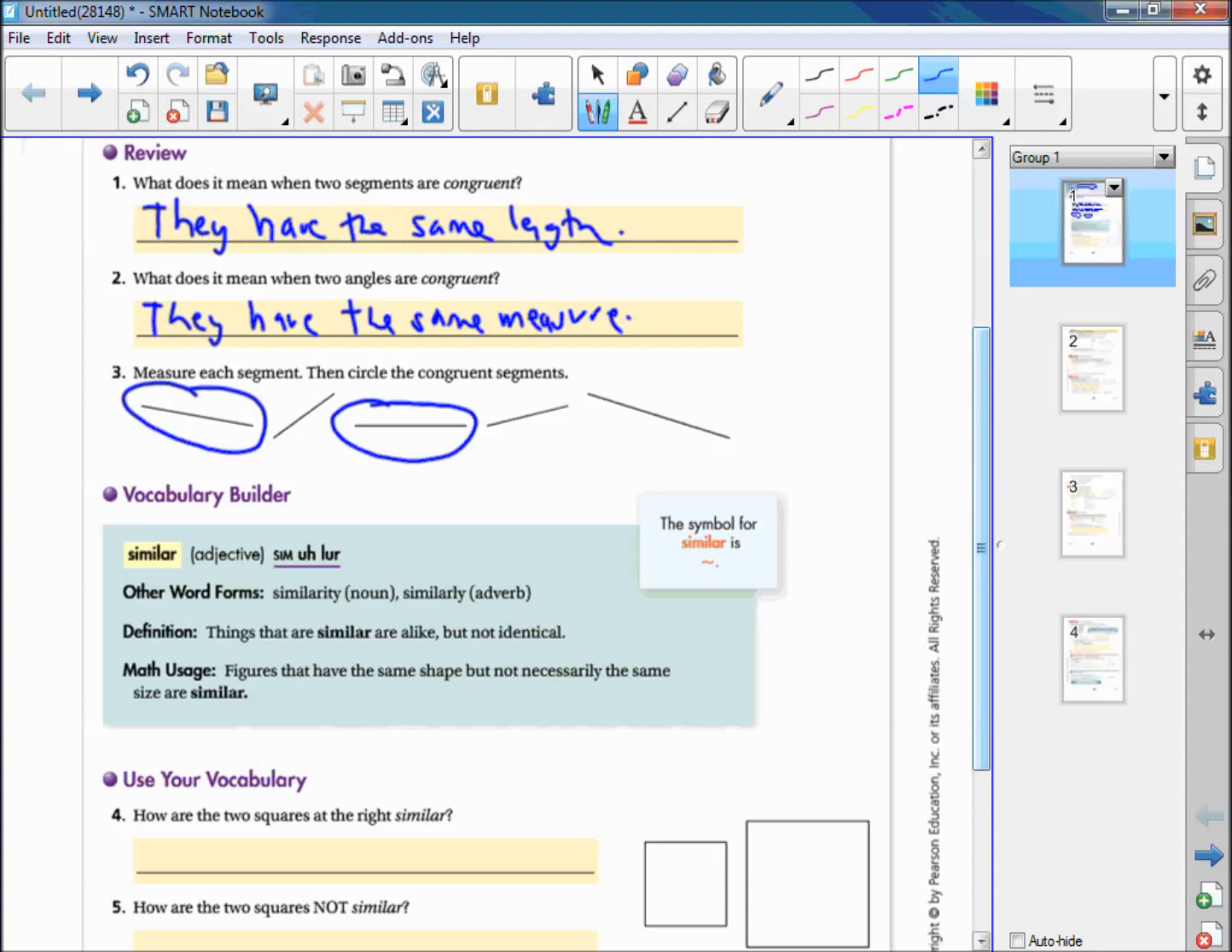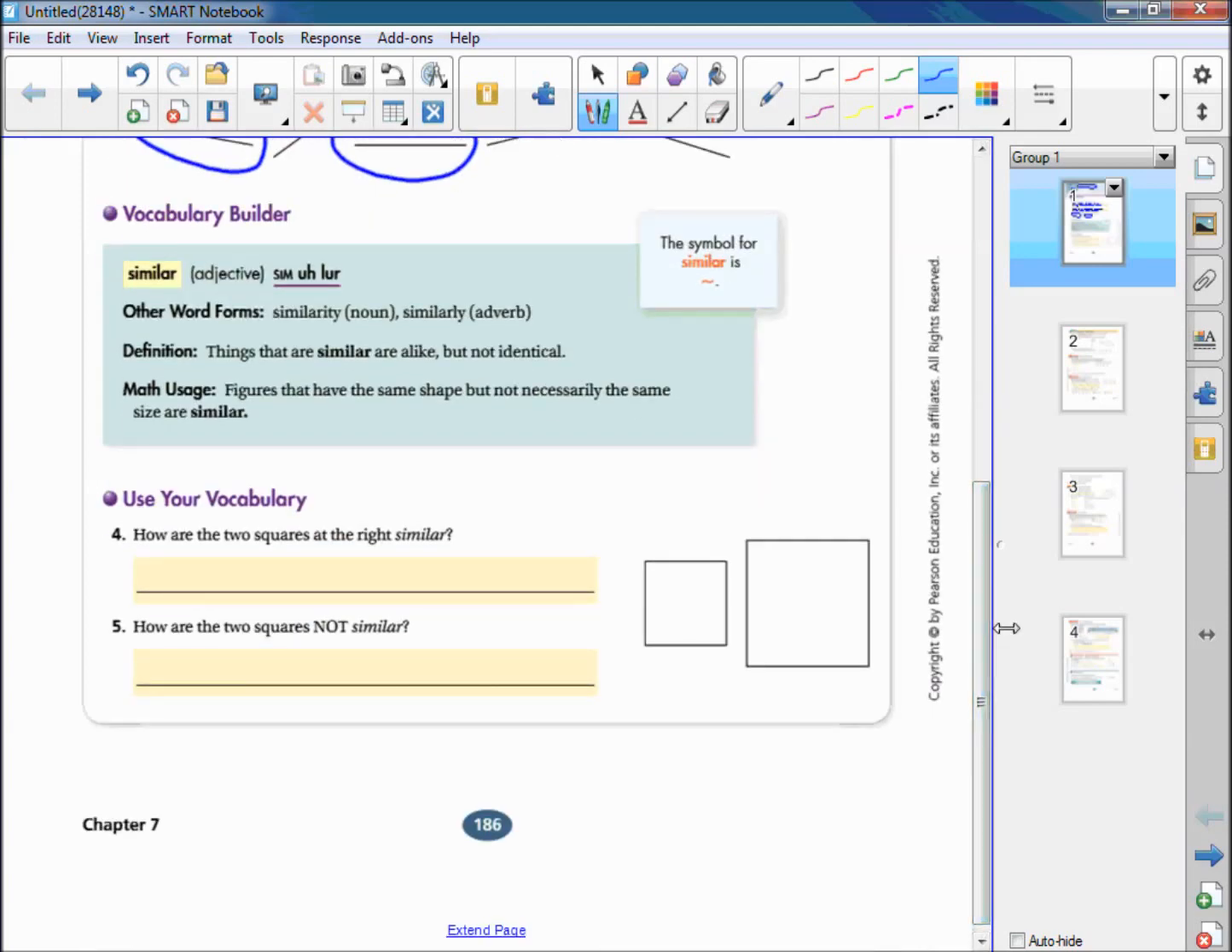All right. So we have a vocabulary builder here, similar. Other word forms: similarity is a noun and similarly is an adverb. Definition: things that are similar are alike, but they're not identical. So they look alike, but they're not the same. Our math usage here is figures that have the same shape, but not necessarily the same size are similar. So there's some scaling factor between them that makes them different. It changes the size, but it keeps the same shape.